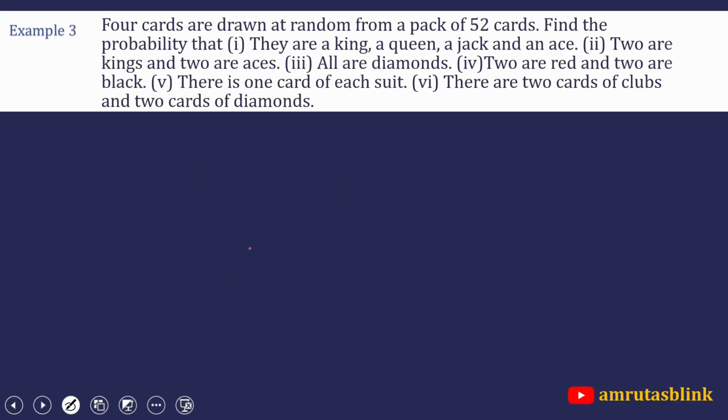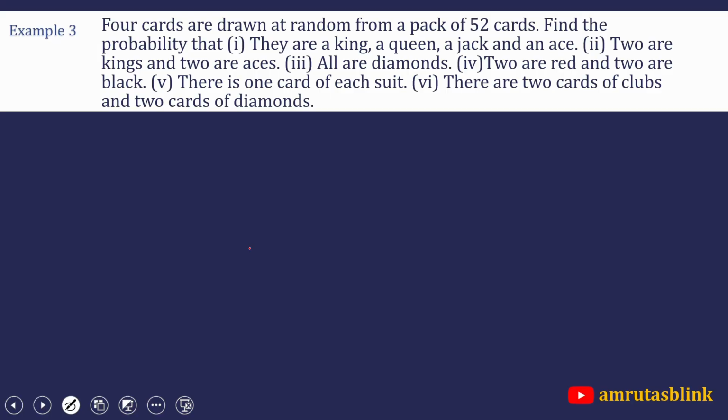Let's move to problem number 3. 4 cards are drawn at random from a pack of 52 cards. Find the probability that there are a king, a queen, a jack and an ace. 2 are kings and 2 are aces. All are diamonds. 2 are red and 2 are black. There is 1 card of each suit. And the sixth and last question is, there are 2 cards of clubs and 2 cards of diamonds.